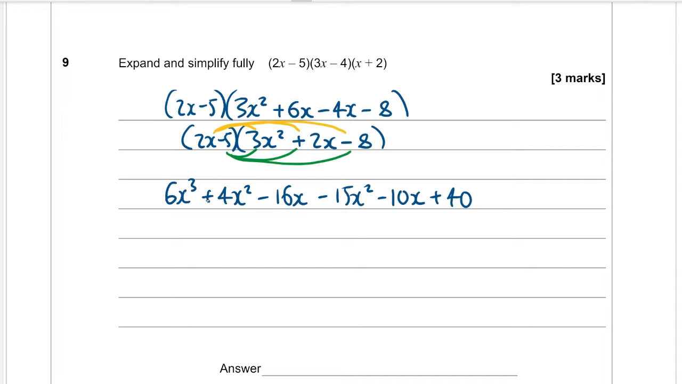I'm then going to collect up the x squareds, of which I have 2. Well, I've got 6x cubed. For the x squareds I have minus 11. And then I'm going to collect up the x's, and that I have minus 26. And then plus 40 on the end, and we are done.